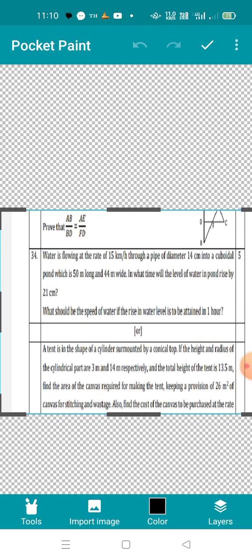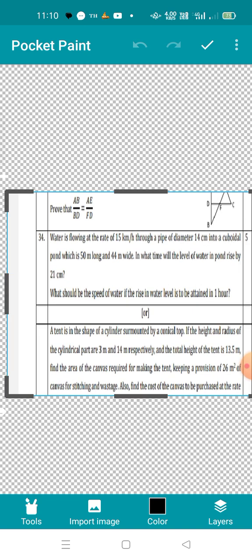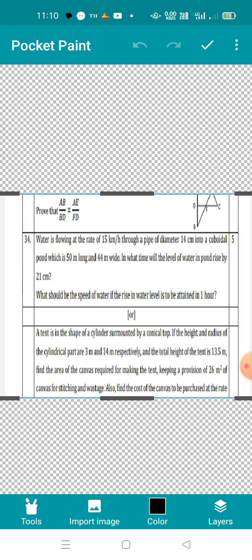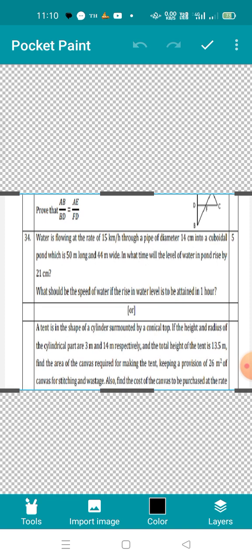Water is flowing at the rate of 15 kilometers per hour through a pipe of diameter 14 centimeter into a cuboidal pond which is 50 meter long and 44 meter wide. In what time will the level of water in the pond rise by 21 centimeter? What should be the speed of water if the rise in water level is to be attained in 1 hour? So now let's read the question carefully.